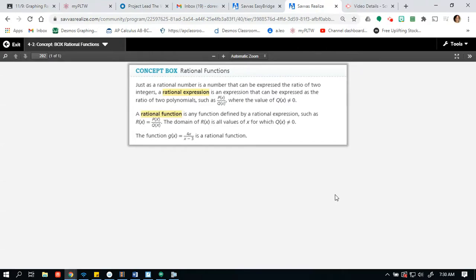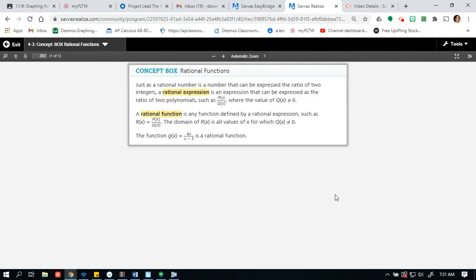Hello everybody, in this video we're going to look at topic 4, lesson 2, concept: what a rational function is. So the concept box, rational functions. Just as a rational number is a number that can be expressed as the ratio of two integers, a rational expression is an expression that can be expressed as the ratio of two polynomials. So p of x over q of x is a rational expression. Q of x cannot equal 0 because if q of x equals 0, then we have an undefined function.